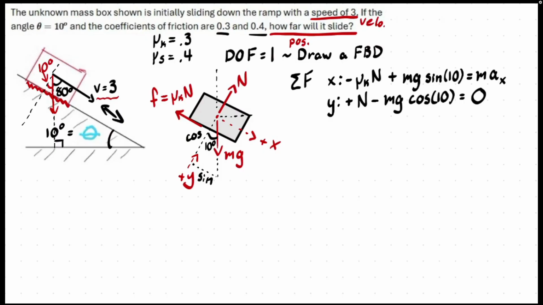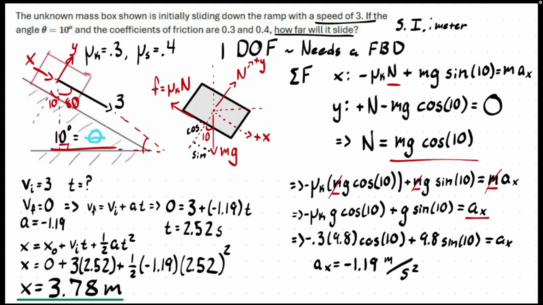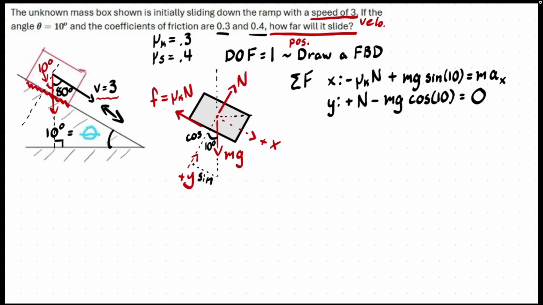Okay, so let's say we have two equations. Let's see how many variables we have. So let's see if we can solve. So we have our normal is unknown, our mass is unknown, and our acceleration in the x is unknown. So we have three variables and two equations, so this is not possible to solve with algebra just yet. But let's see, there's a trick to this problem, and we can do a little bit of manipulation to maybe get one of these variables out.